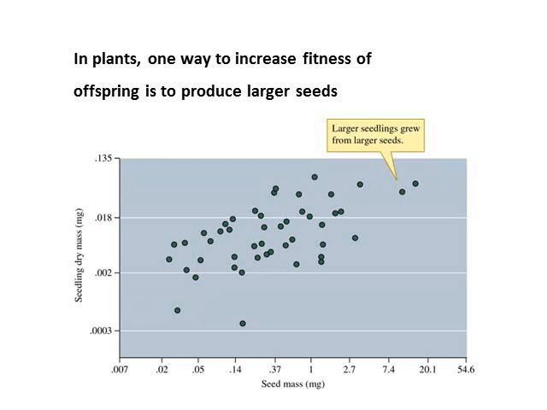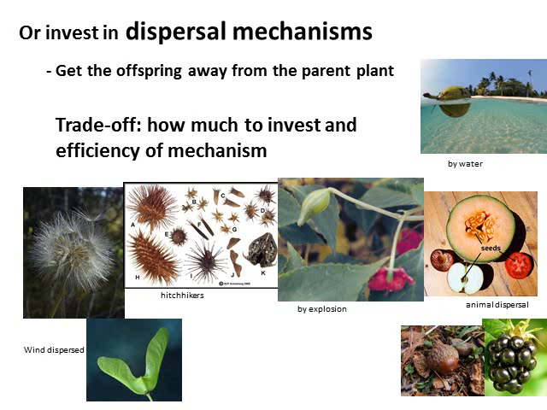So in plants, one way to increase fitness of your offspring is to produce larger seeds. The most precarious stage in plants tends to be the seedling stage. If you can get past the seedling stage, usually you're going to grow on to an adult stage. And being an adult is more stable, and being a seed is a resting stage. That's much more stable. And so the bigger the seed, the bigger the seedling, and the more chance they have of survival.